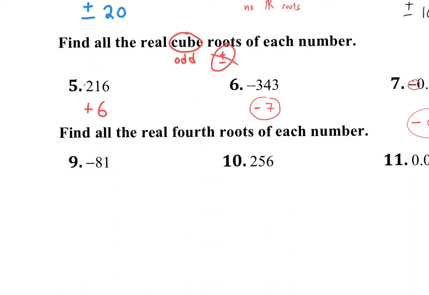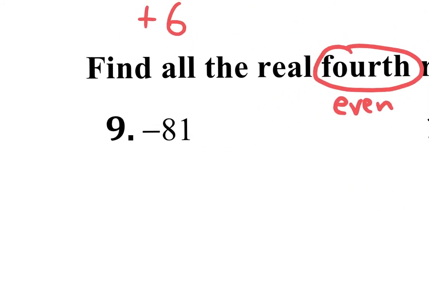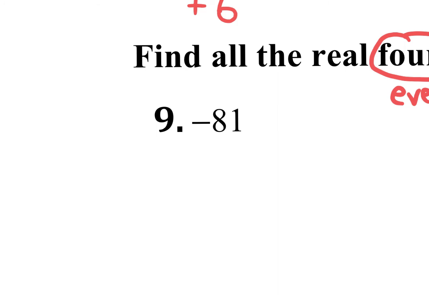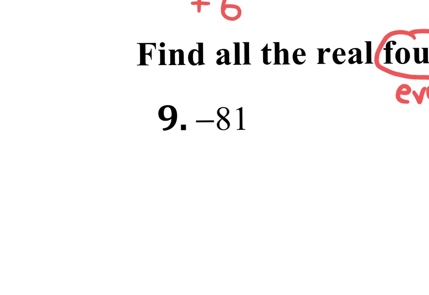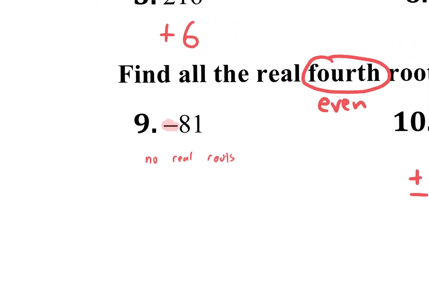When we look at the next one, find all the real fourth roots, the first thing we recognize is that fourth is even. So that means I'm going to have a plus or minus situation sometimes. And notice here with the negative, because this is negative right here, I'm going to say, well, this doesn't even have a real root. So here we say no real roots, because of that negative.